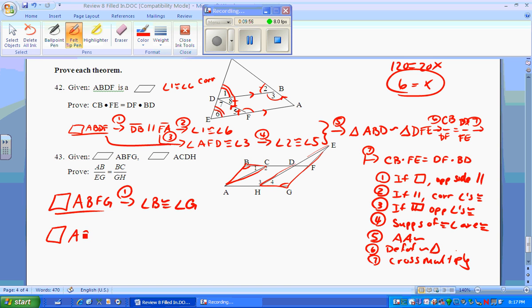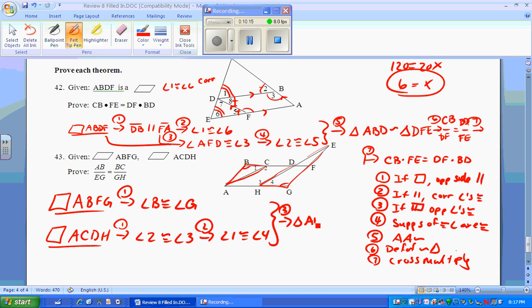From the second parallelogram ACDH, same reason, angle 2 would be congruent to angle 3. So then that's going to give you angle 1 congruent to angle 4, which then proceeds to give you triangle ABC similar to triangle EGH. Ran out of room. So then reason 4, AB over EG equals BC over GH.